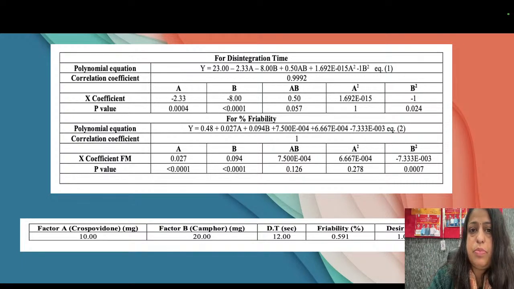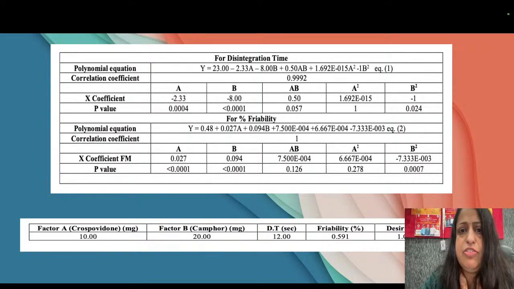So if we talk about the p value, in the first case for disintegration time it is very less, right? Again for B factor it is very less. But when they are combined, it is more than 0.05. Again, if I am taking the square of factor A, it is approaching 1, which is not desirable. Then if I take B square, I am increasing the quantity of the second factor. Again, we are in the range.